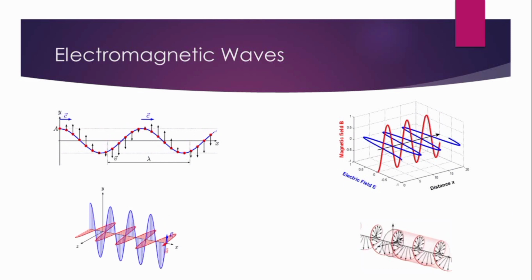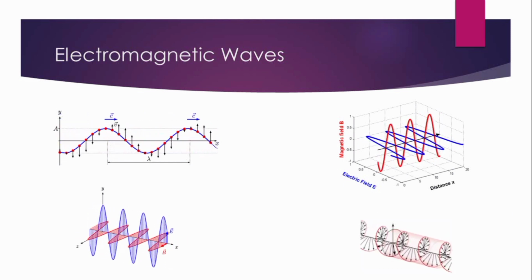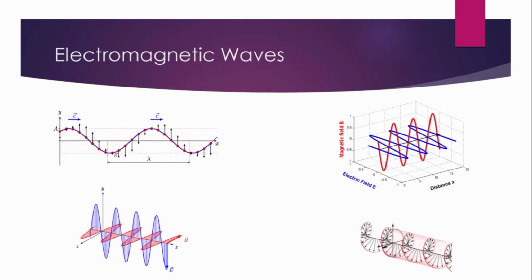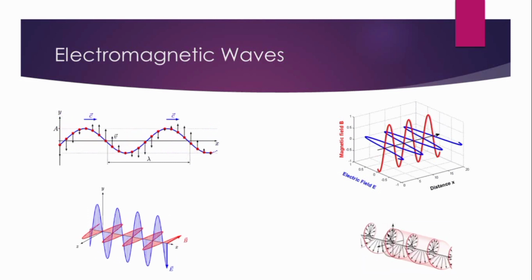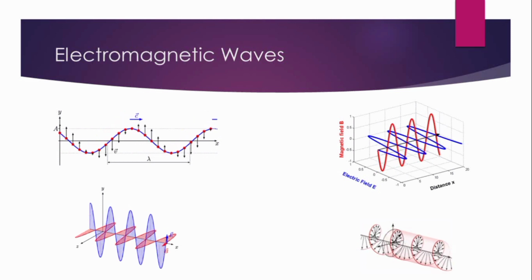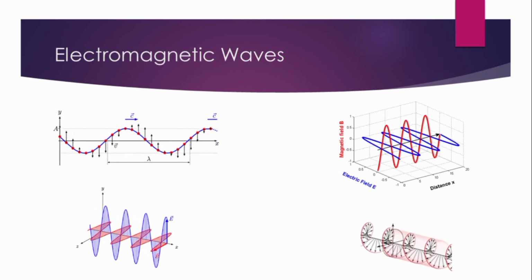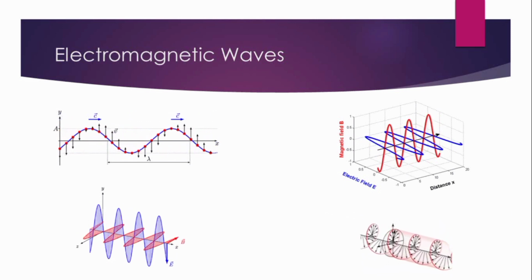The energy of an individual photon is quantized and is greater for photons of higher frequency. This relationship is given by Planck's equation, E equals hf, where E is the energy per photon, f is the frequency of the photon, and h is Planck's constant. A single gamma ray photon, for example, might carry 100,000 times the energy of a single photon of visible light.